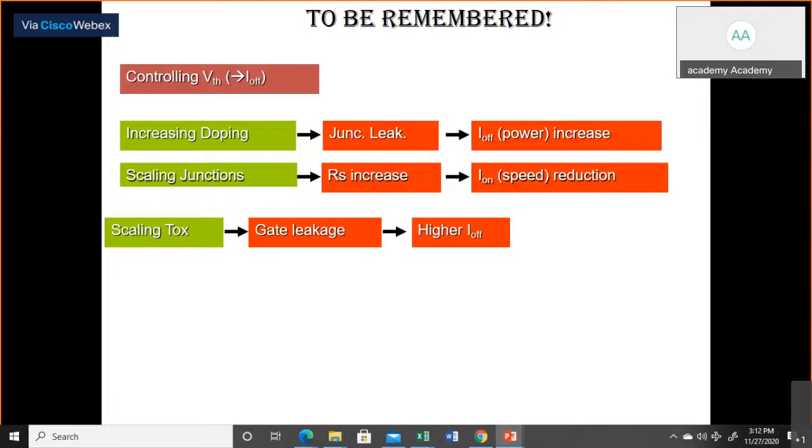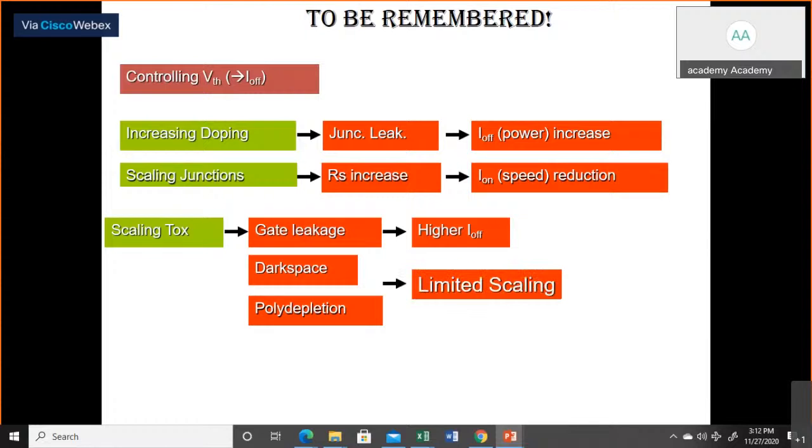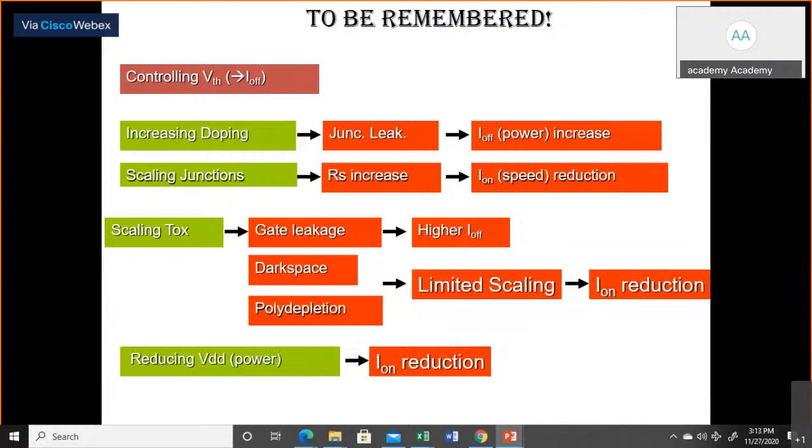Because of the scaling of TOX, gate leakage current will reduce, and it will lead to a higher IOFF current. So all are correlated together, and the poly depletion effect occurs when we talk about the scaling of the MOSFET. Poly depletion is because the polysilicon requires some doping, and this effect limits the scaling technology and will reduce the ION current. Then further points are reduced VDD, which leads to an ION reduction. These are the factors that come into the picture when we talk about MOS transistors, and we have to take care of all these parameters when we go for scaling of a MOSFET.